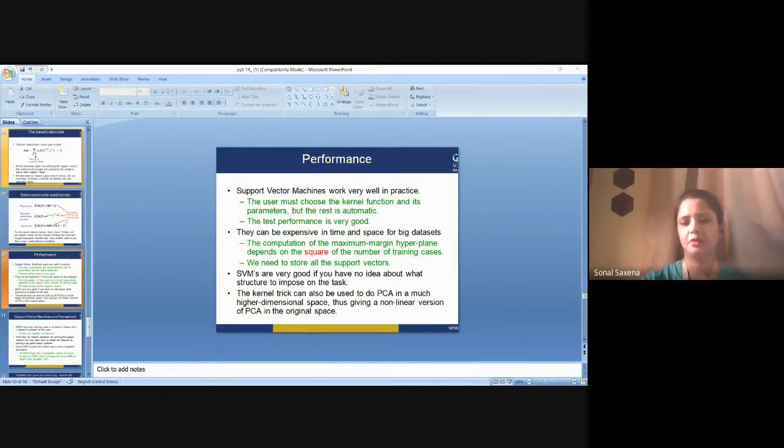According to this, we have already seen what a support vector is: the data points that are closest to the hyperplane and which affect the position of the hyperplane. Right? And since these vectors support the hyperplane, they are called support vectors.